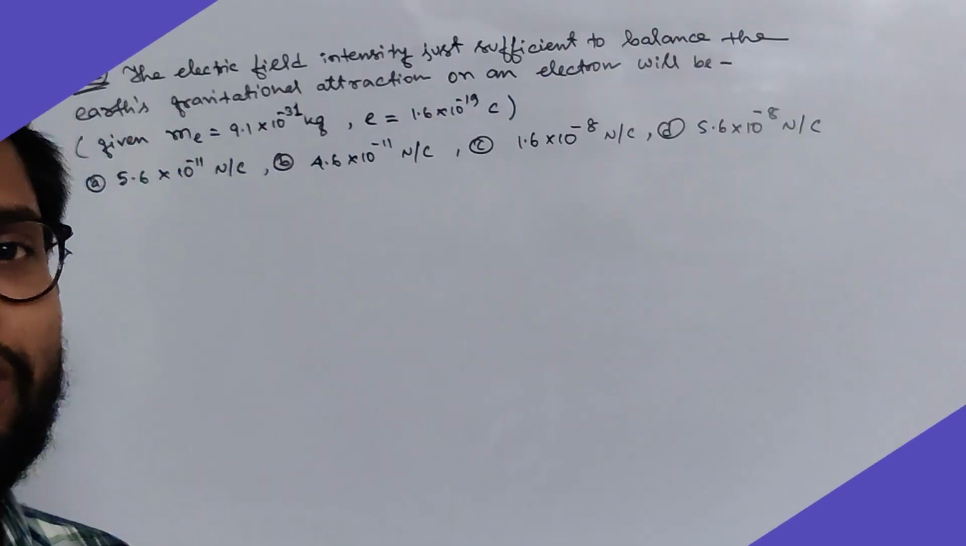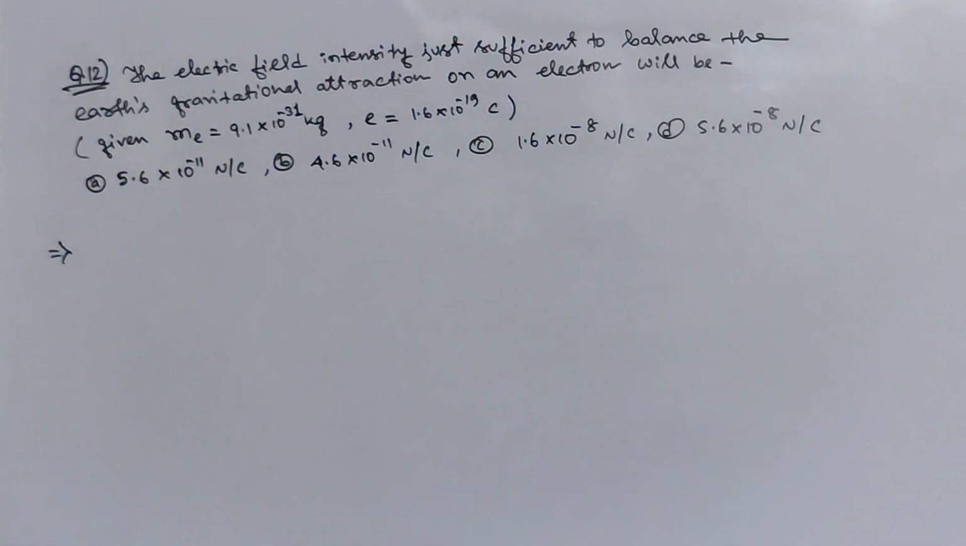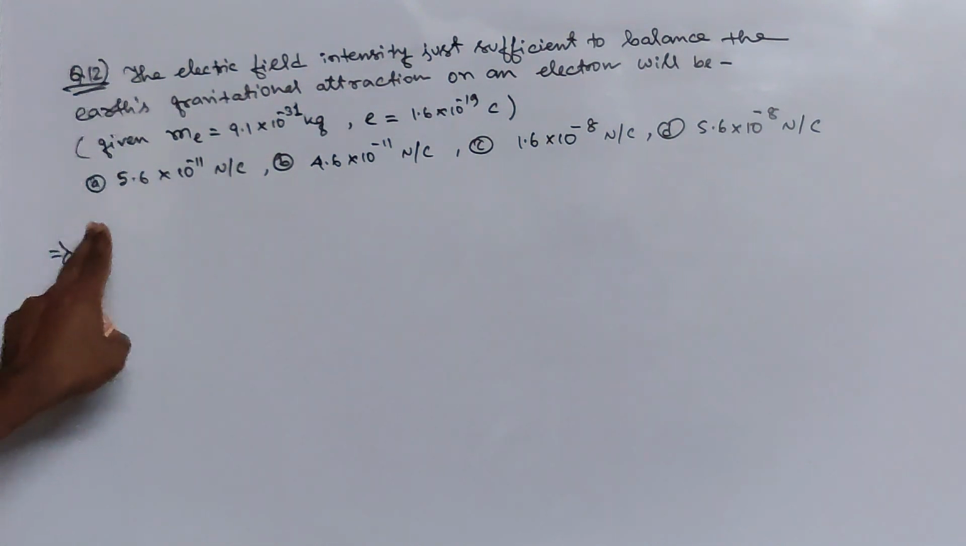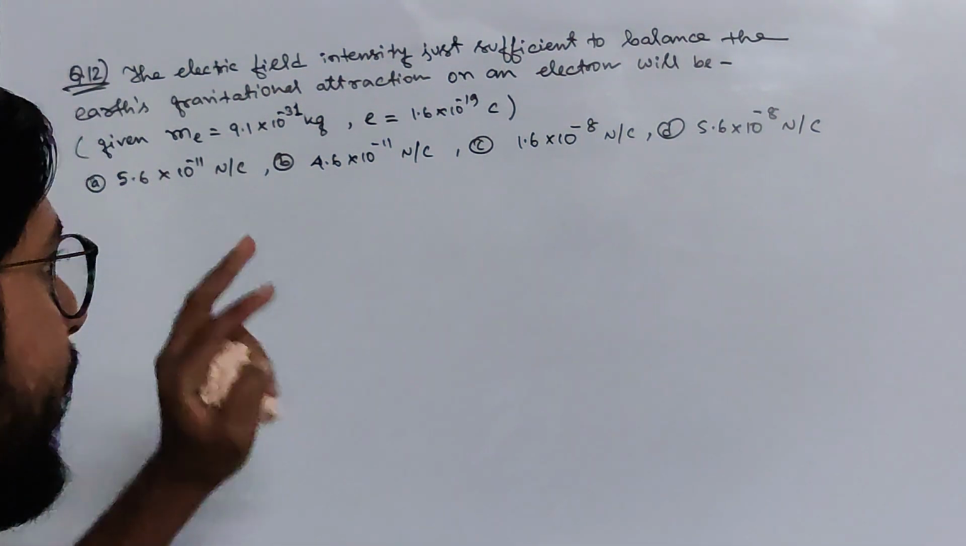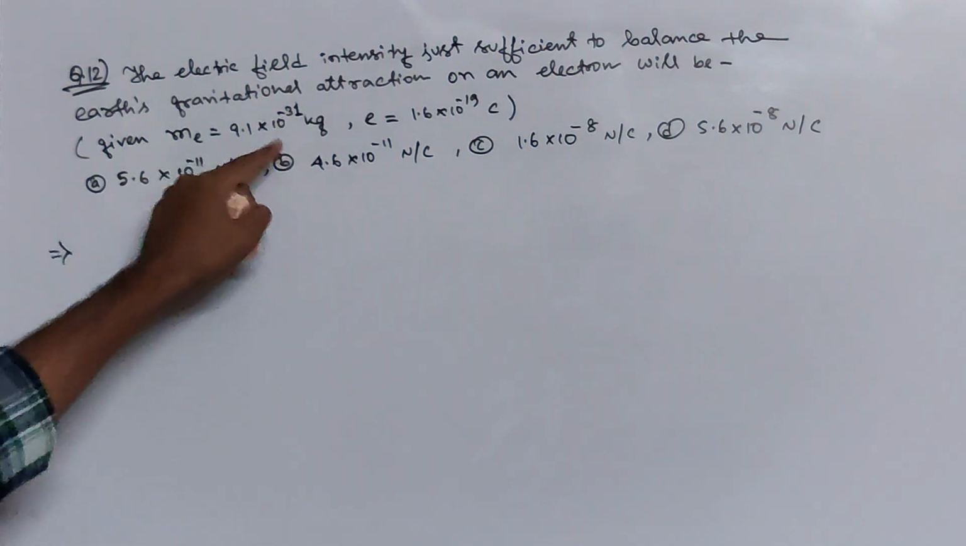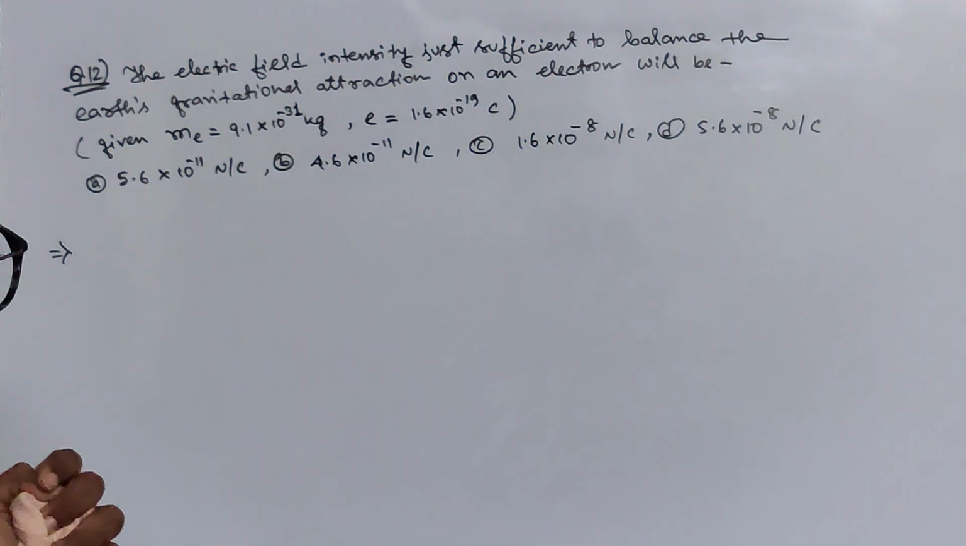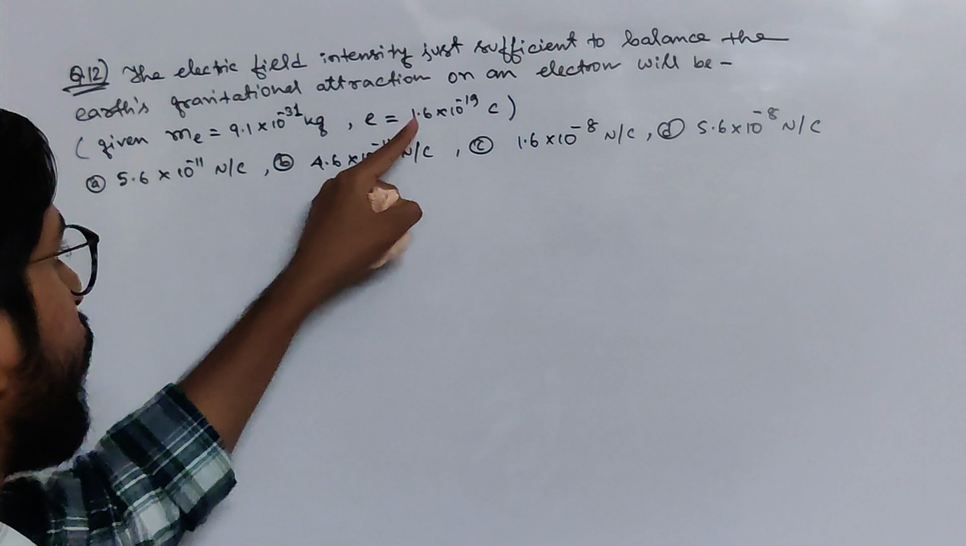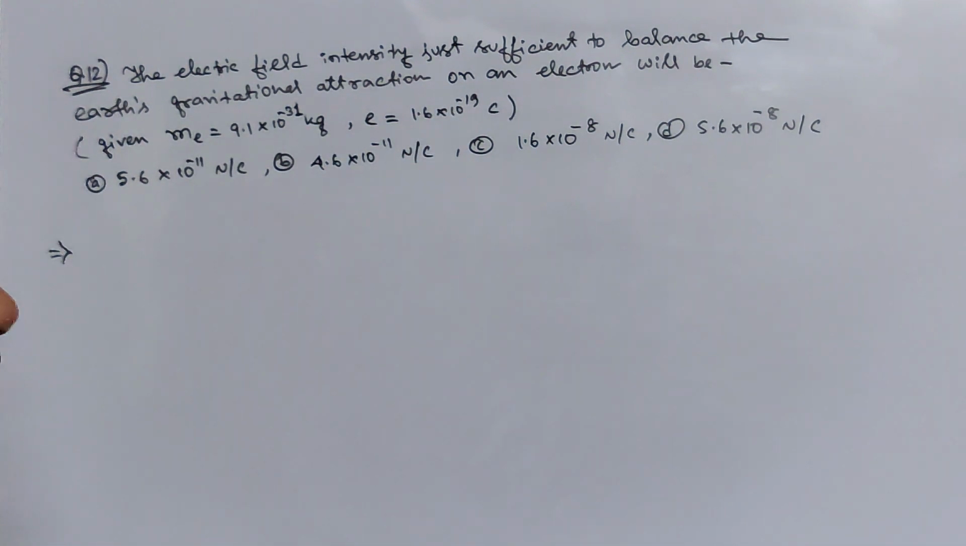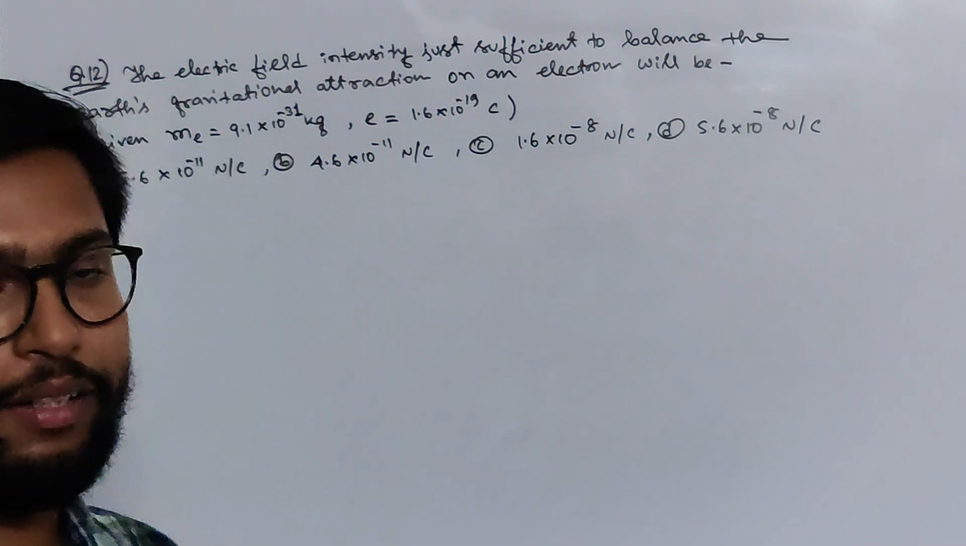The question number 12 is: the electric field intensity just sufficient to balance the Earth's gravitational attraction on an electron will be, you have to tell out of these 4 options which one is correct. And you are given the mass of electron is 9.1 times 10 to the power minus 31 kg, and the charge of electron is 1.6 times 10 to the power minus 19 coulomb. This question is really simple, right?